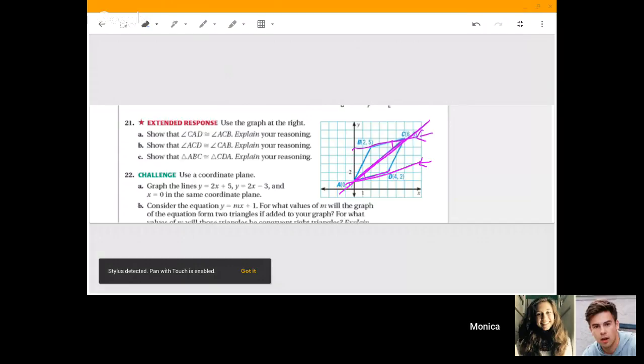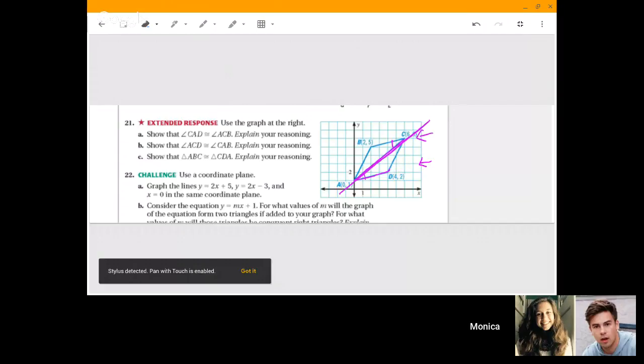Think back to your last chapter and what we would do to prove if lines are parallel. Well, the angles are alternate interior angles, but we don't know if they're congruent. So that's not going to prove the lines are parallel. We're going to have to actually calculate the slopes of those two lines to see if they're parallel or not.